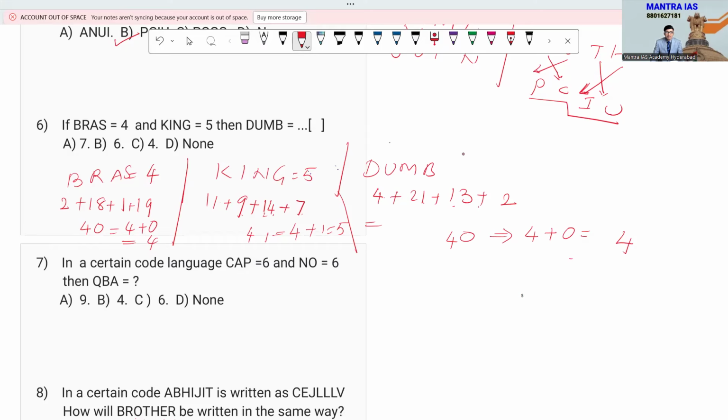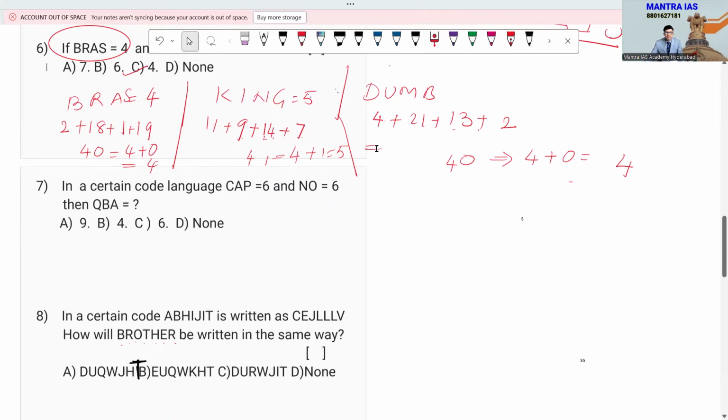What's the reason behind this? Sure, they won't expect the same answer. So BRAS is 4, KING is 5, how can it be? Yes, it will be that. When logic is strong, no need of changing your option, my friends. That's a major thing here.